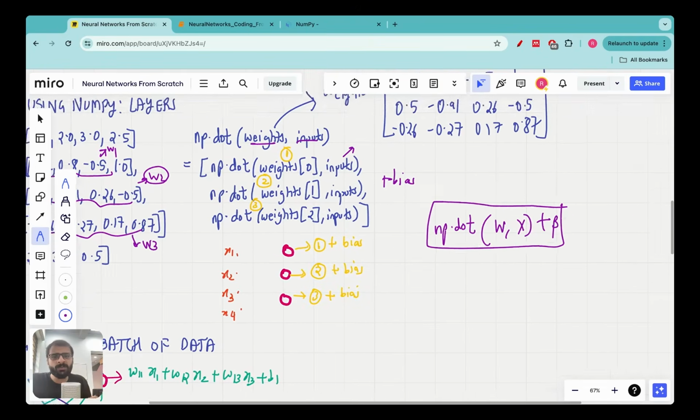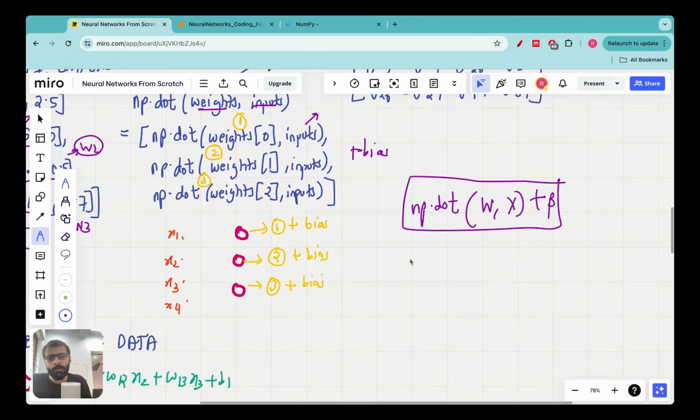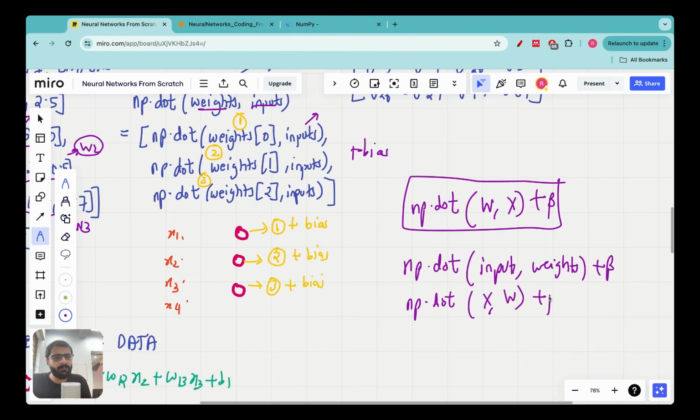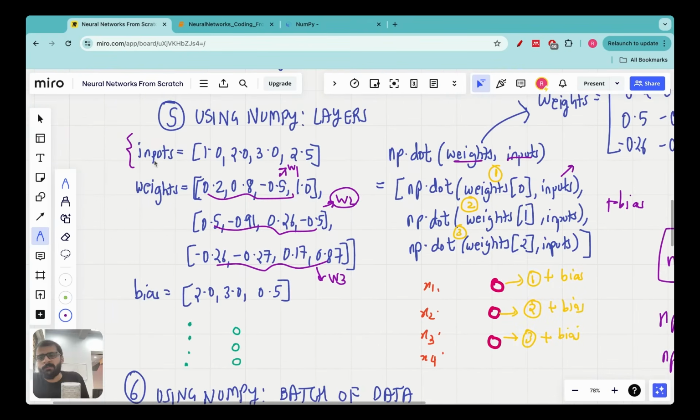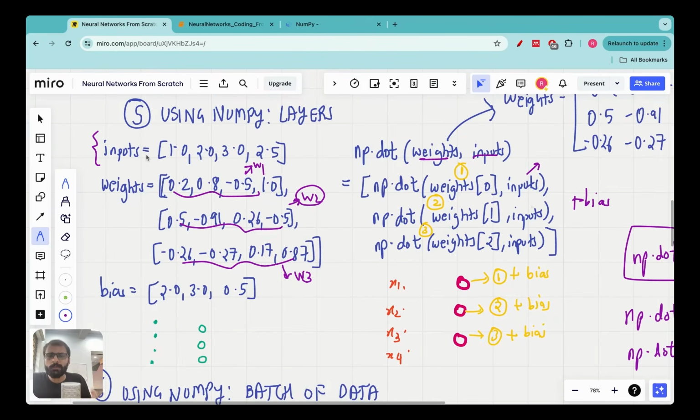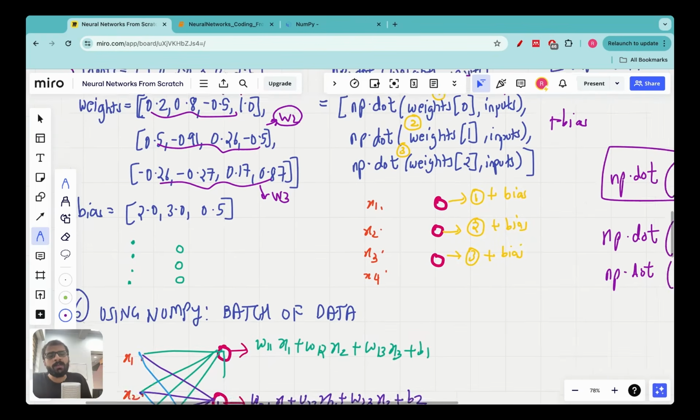If you have really understood this, I want you to pause here and think about what if you mistakenly did np.dot(inputs, weights) plus b. So what if you accidentally did np.dot(x, w) plus b? What if you put inputs first in this dot product? Pause here and think about it.